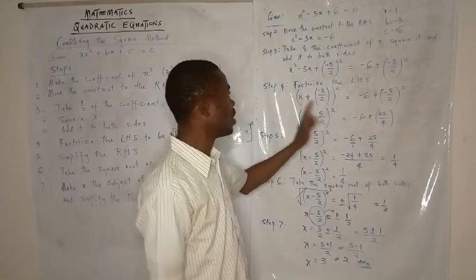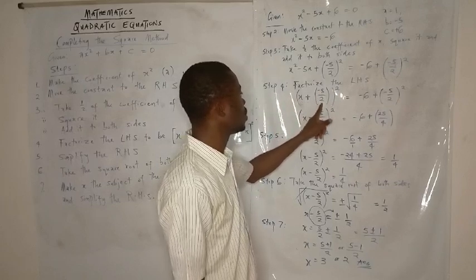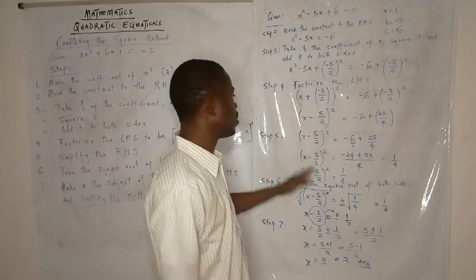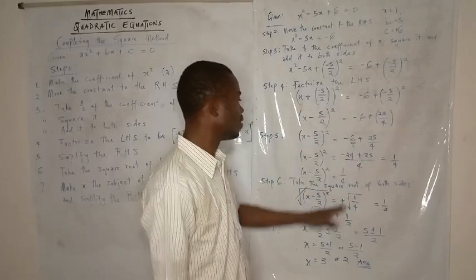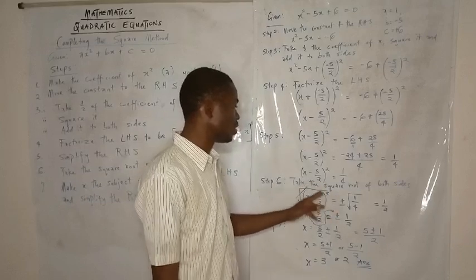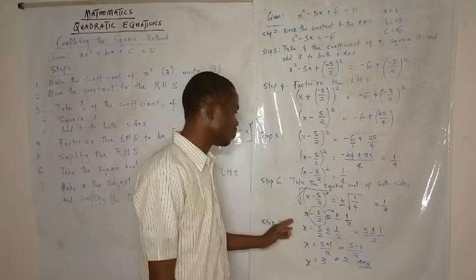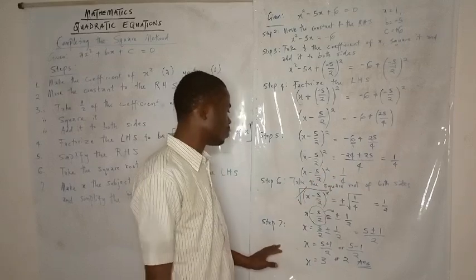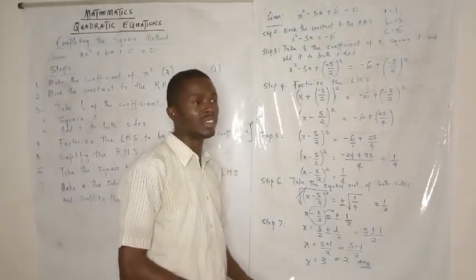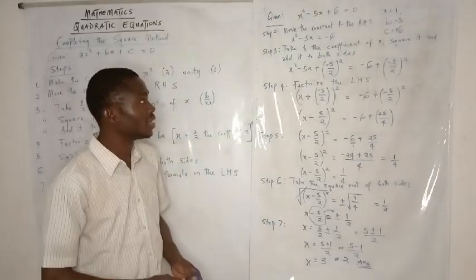The next thing, we factorize the left hand side to give us x plus half the coefficient of x all squared. And then when we've done that, the fifth step, we simplify the right hand side, and then the sixth step, we take the square root of both sides so as to cancel the squares on the left hand side. And then when we've done that, the seventh step is that we make x the subject of the formula and we simplify the right hand side. So this is how to go about solving a question like this.